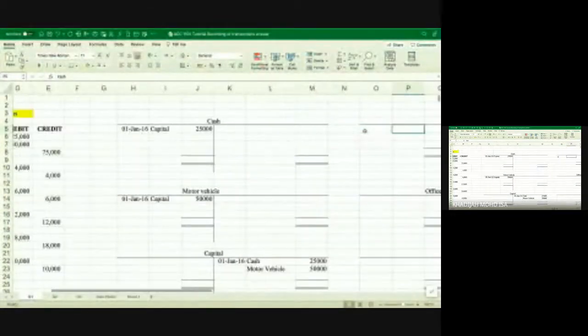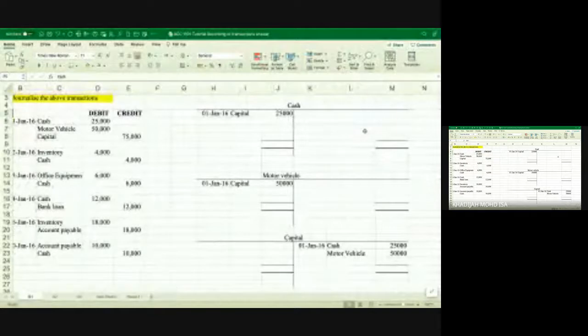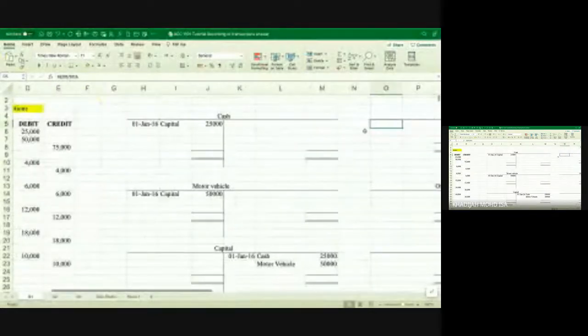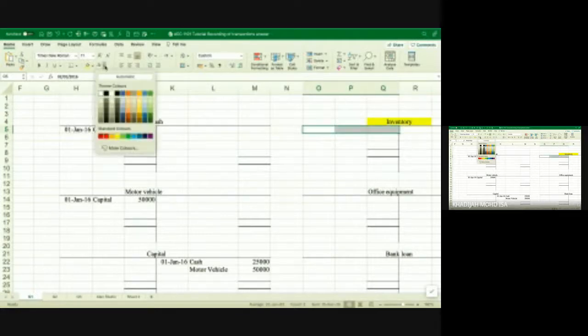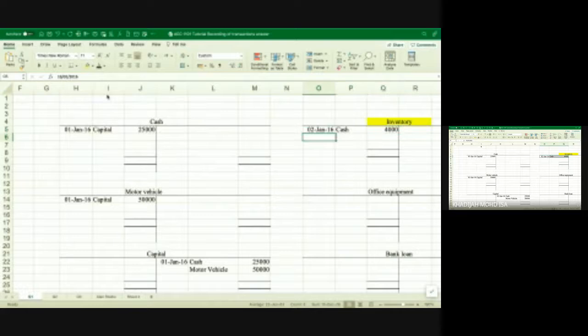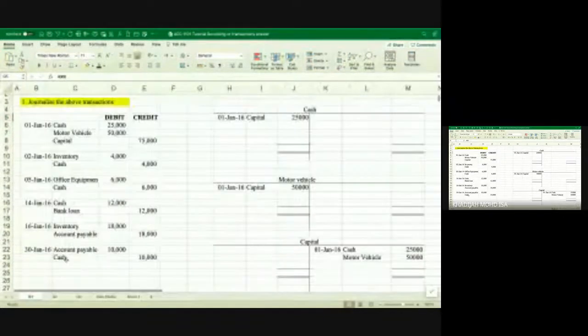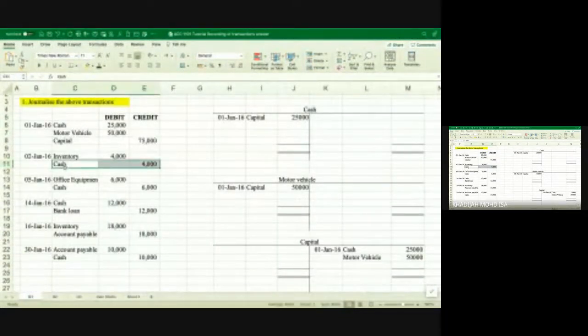So when you say that you debit your inventory 4,000, it means that now you're going to open up an account called inventory, right? And then you're going to debit that account. So how do you debit your account? You just debit, right? So you put debit cash on 2nd of January, cash of 4,000. So that is your debit inventory. What about your credit? Credit your cash of 4,000. So you remember that you already have a cash account here, so you do not have to open another cash account. Use the same cash account.